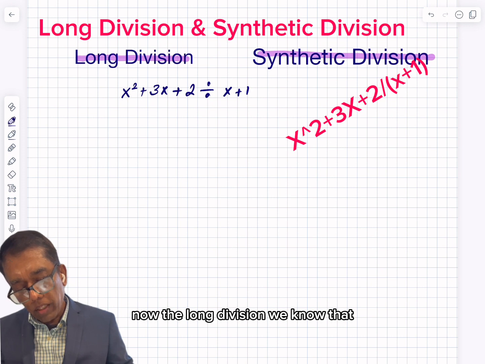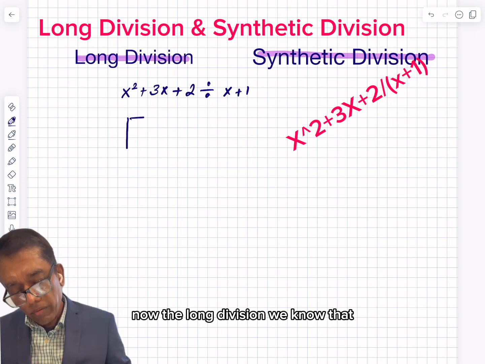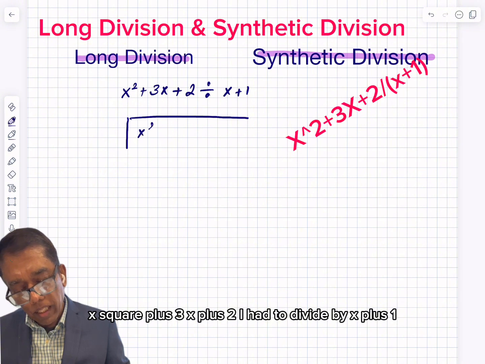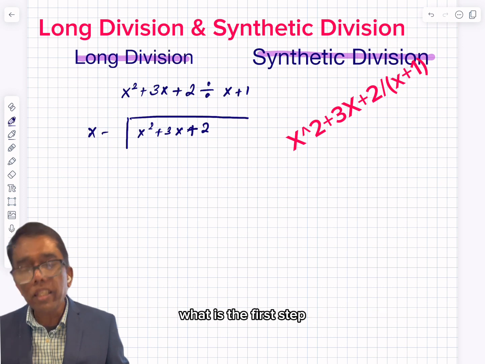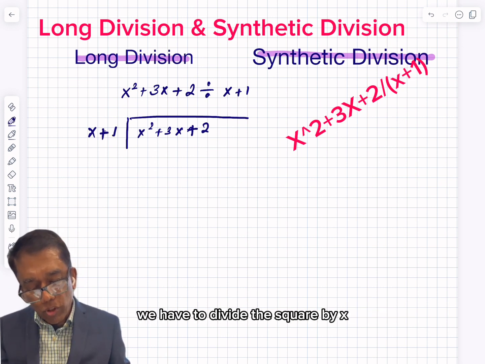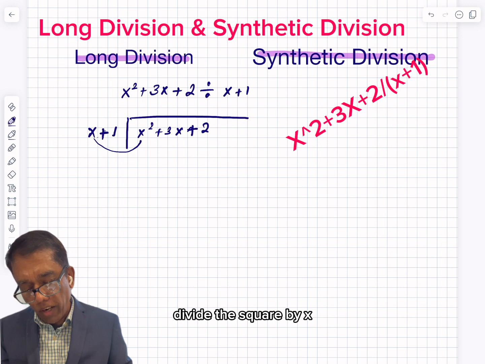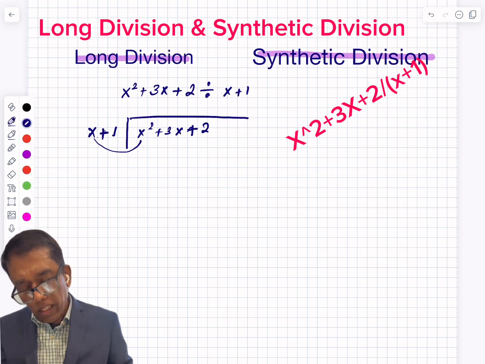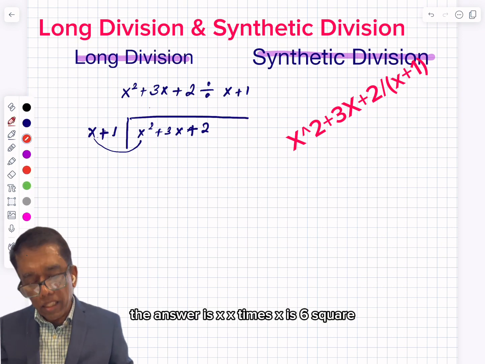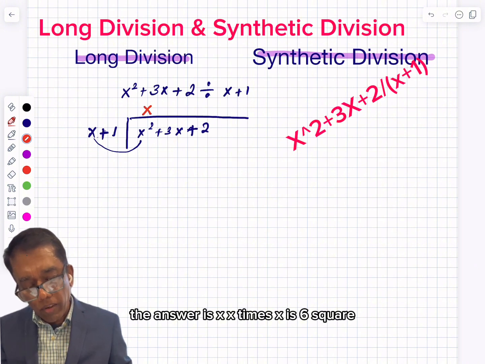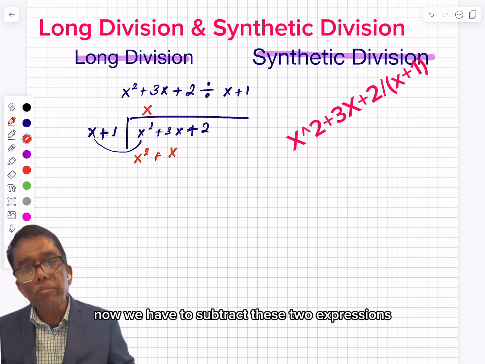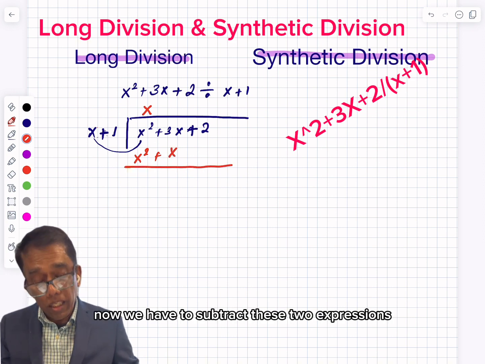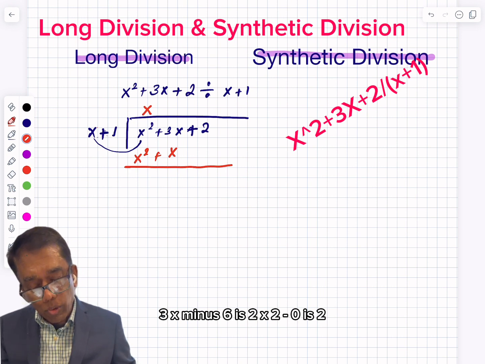Now, the long division. We know that x square plus 3x plus 2, I have to divide by x plus 1. What is the first step? We have to divide x square by x. If I divide x square by x, the answer is x. x times x is x square. x times 1 is x. Now we have to subtract these two expressions. 3x minus x is 2x. 2 minus 0 is 2.